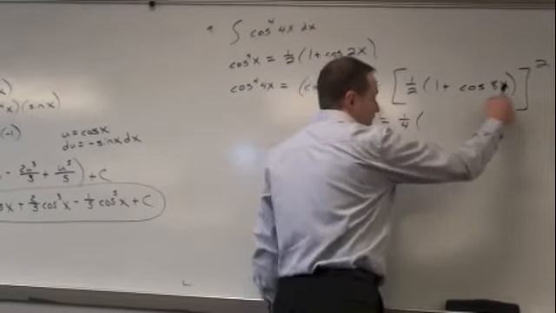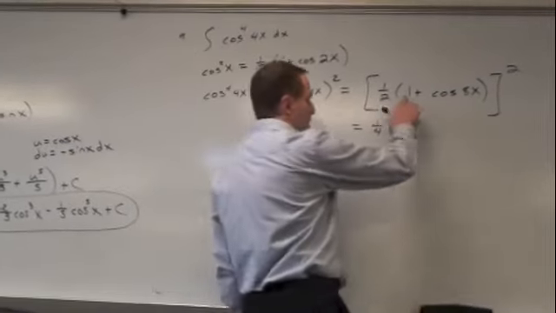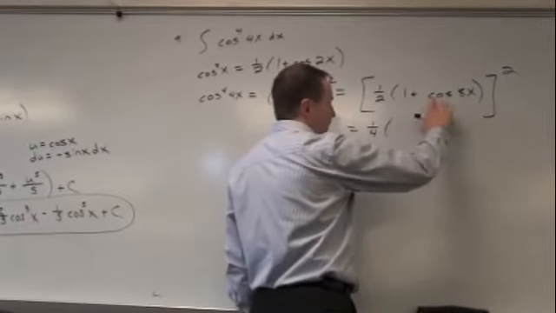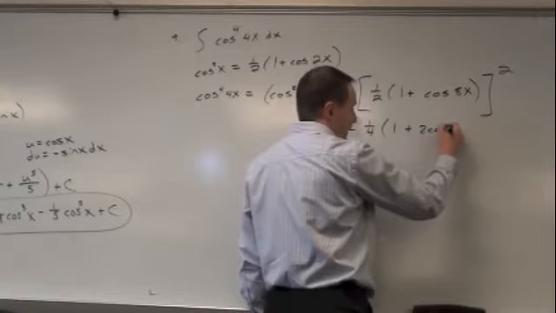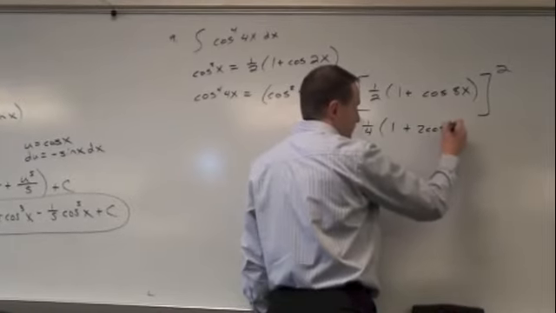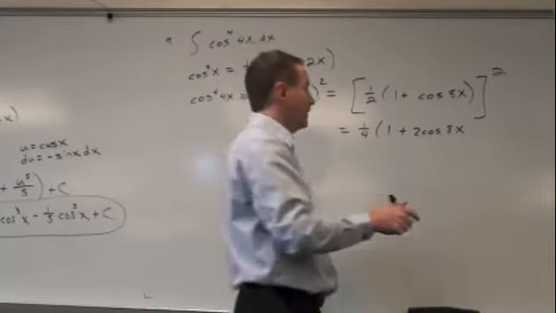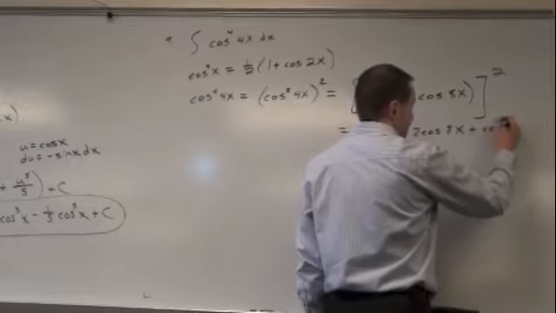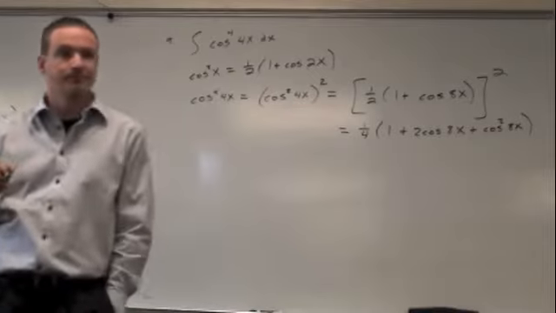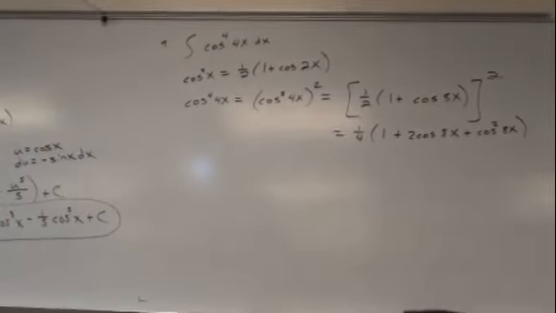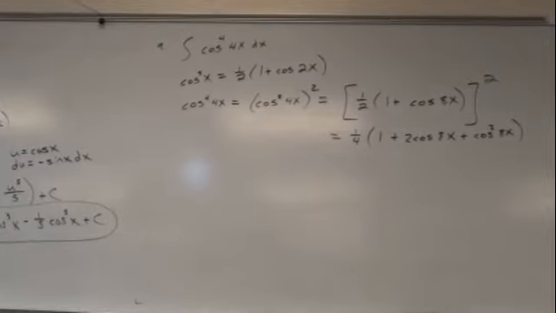1/4, and then this group is squared, so it's multiplied by itself. Whenever I multiply 1 plus cosine 8x times 1 plus cosine 8x, I'll have to FOIL it out and I'll get 1 plus 2 cosine 8x plus cosine 8x times cosine 8x, cosine squared 8x. But now you're looking and saying, you cannot integrate cosine squared. Nope, I have to use the power reduction formula again.